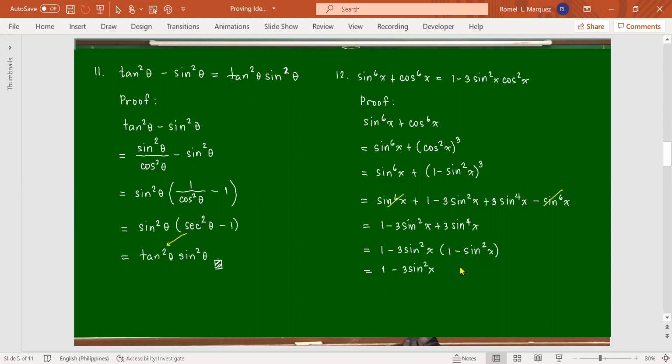So copy 1 minus 3 sine squared x. But this is what? Cosine squared x, right? From Pythagorean identities, of course. So that's it. So we have proven that the left is equal to the right. Okay?